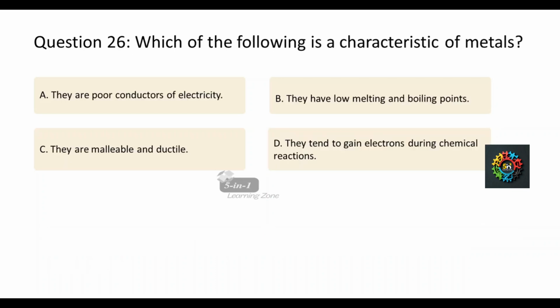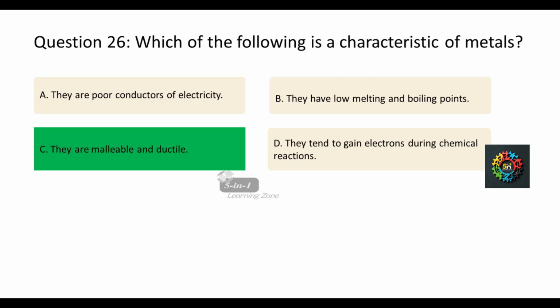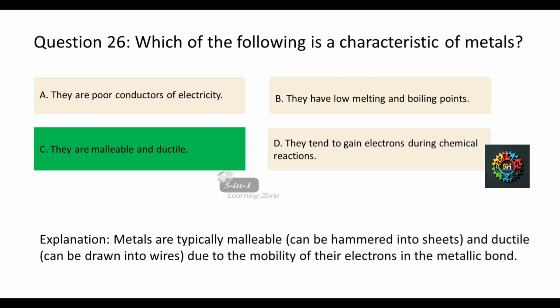26. Which of the following is a characteristic of metals? Answer: C. They are malleable and ductile. Explanation: metals are typically malleable, can be hammered into sheets, and ductile, can be drawn into wires, due to the mobility of their electrons in the metallic bond.